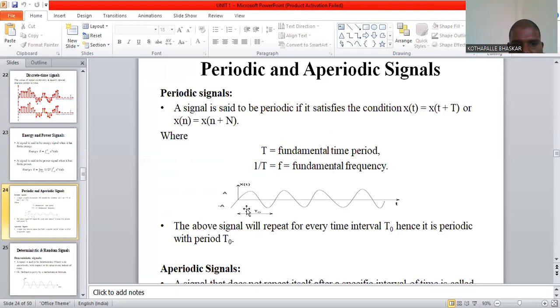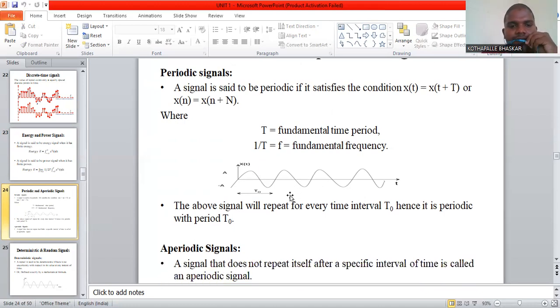See this diagram. Here capital T naught is the fundamental time period. This same time period will repeat again and again until the signal ends. That is called a periodic signal. Coming to discrete, x of n is equal to x of n plus capital N. Here also capital N is the time period. The best example for a periodic signal is the heartbeat signal.